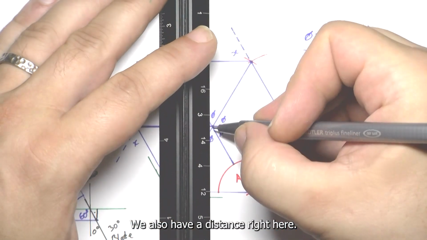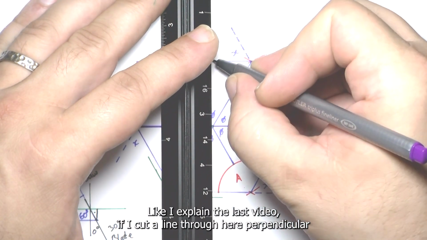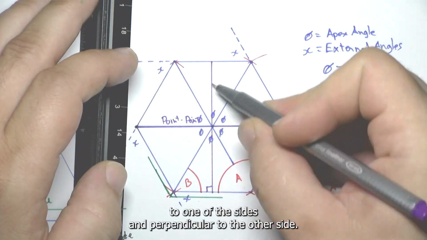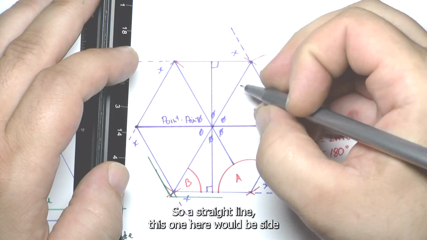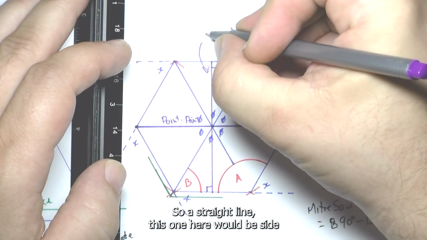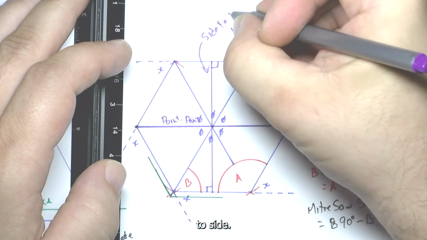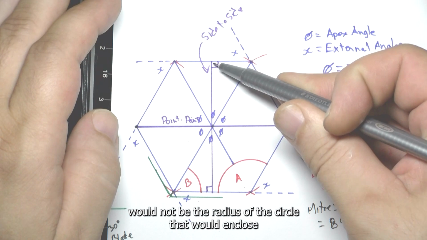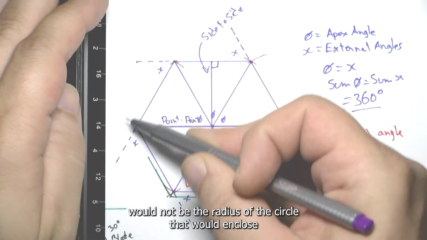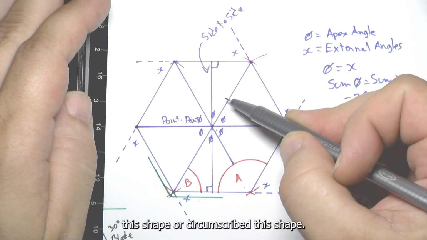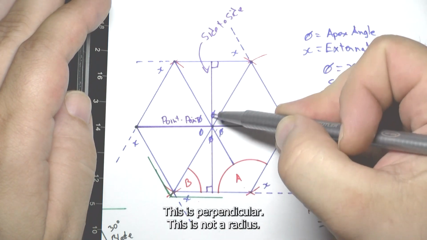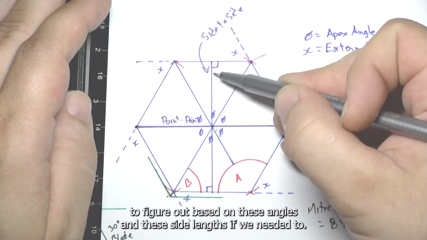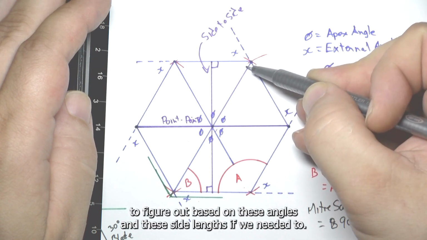We also have a distance right here, like I explained in the last video. If I cut a line through here perpendicular to one of the sides and perpendicular to the other side, so a straight line, this one here would be side to side. And you got to be careful because the side to side measure would not be the radius of the circle that would enclose this shape, or circumscribe this shape. This is perpendicular. This is not a radius. This would be the height of our triangle, right?